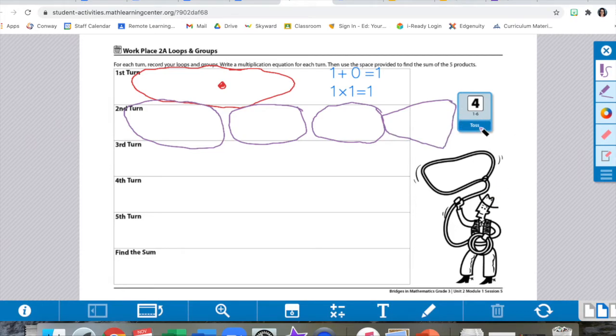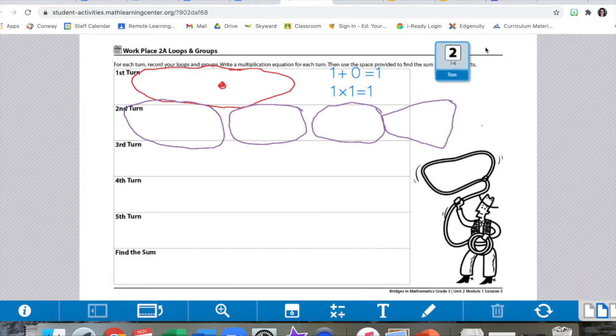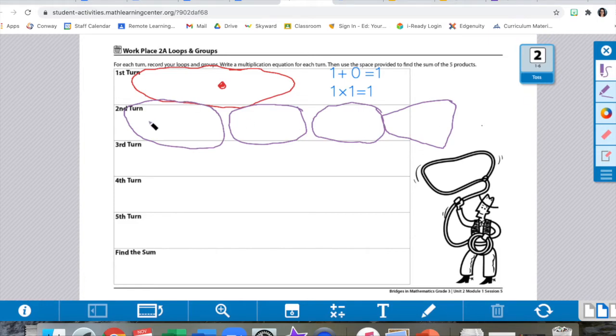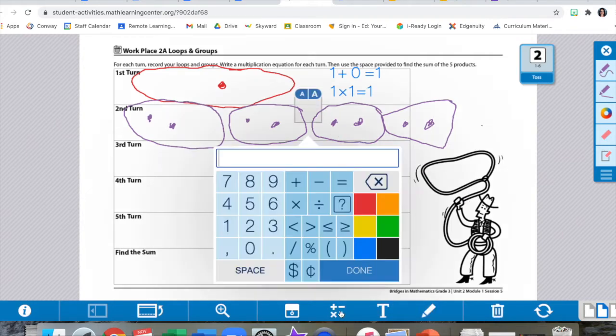Now I roll the dice again to figure out how many things to put in each group. Oops, that's still the crayon. Let's put the crayon away. 2 things in each group. I'm going to move my dice off of the board because I need space to put my equations. Okay, 2 shapes in each group. Here we go. 1, 2, 1, 2, 1, 2, and 1, 2. I have 4 groups, and there's 2 dots in each group.